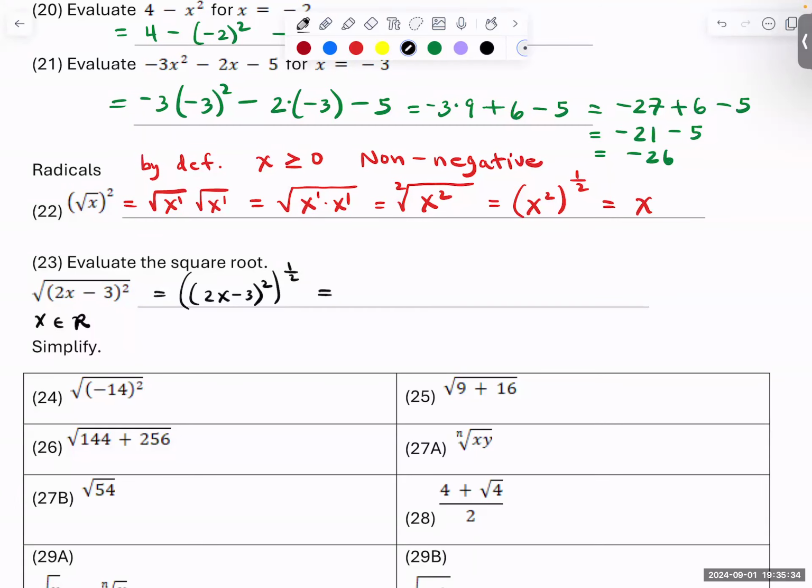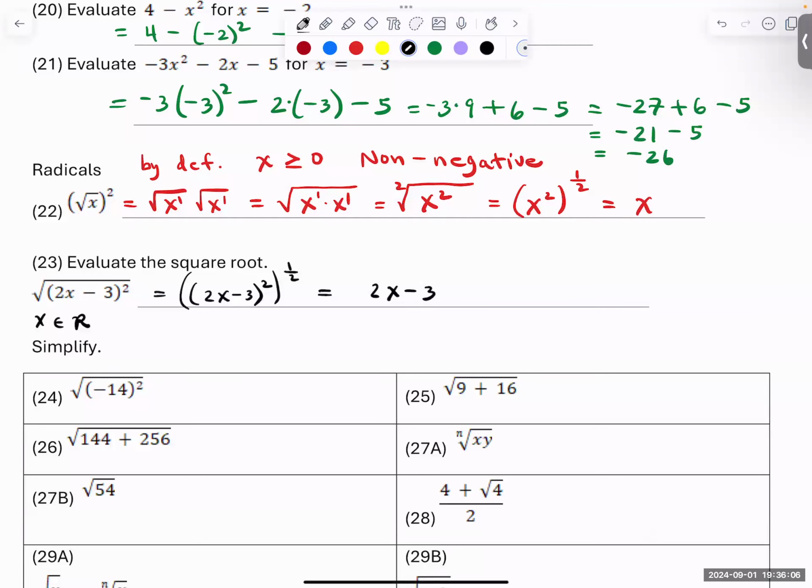So now when we raise the power 2 to the 1/2, you multiply, and we get 2x minus 3 to the first. But since squaring made the radicand positive or 0, 2x minus 3 must be positive or 0 and cannot be negative. And potentially 2x minus 3 could be negative depending on the value of x.